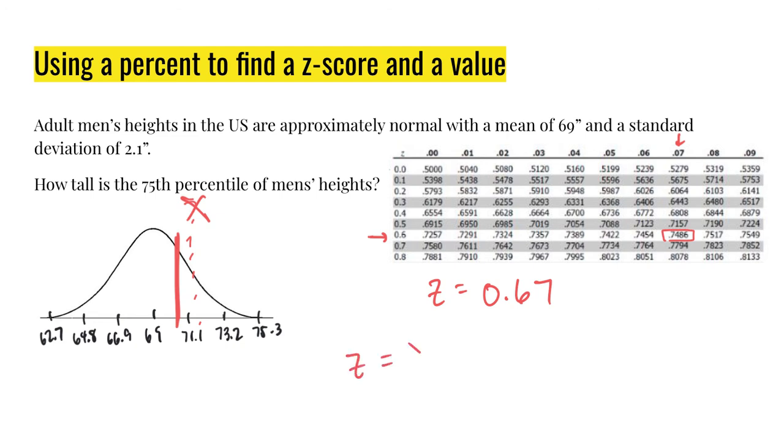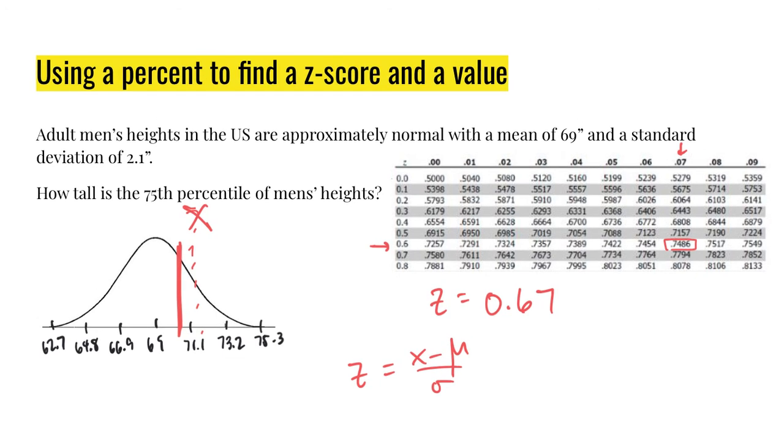All right, let's figure that out. I'm going to go to my formula, x minus mu over my standard deviation. Okay, I don't know x, but I do know my mean and my standard deviation this time, so I'm going to plug into the formula. X is my variable I don't know. I'm going to start solving this equation by getting rid of my fraction by multiplying by 2.1 on both sides. I get 1.407. And then lastly, I'm going to add 69 to both sides, and I'm going to get that x equals 70.407. This is all in terms of inches.